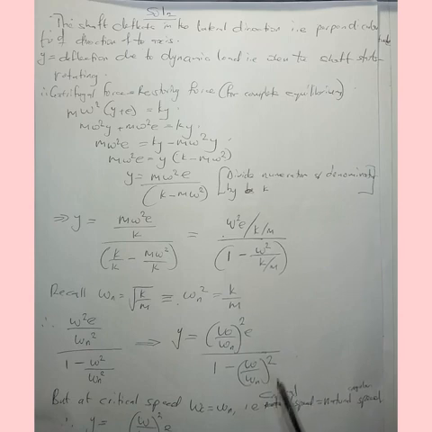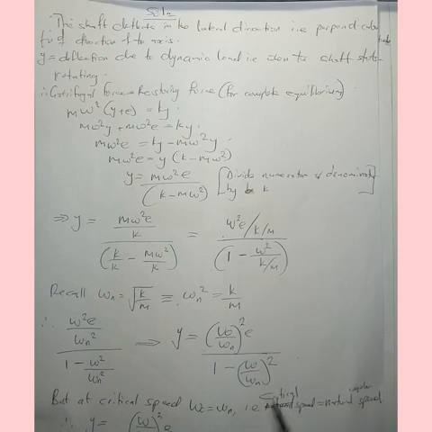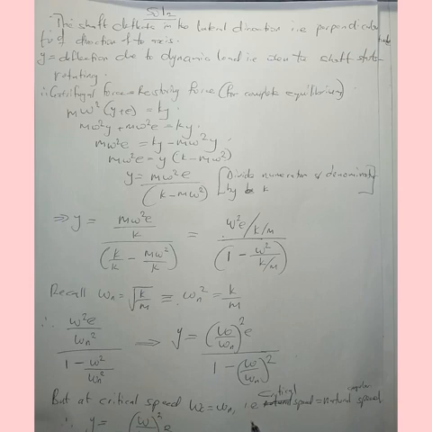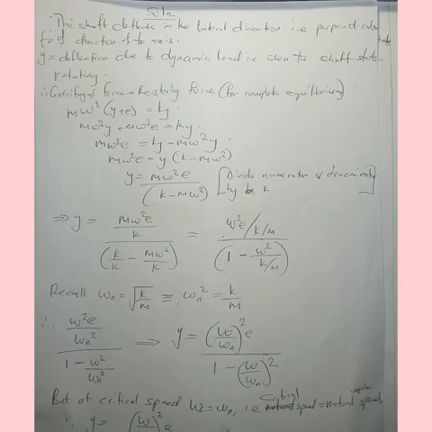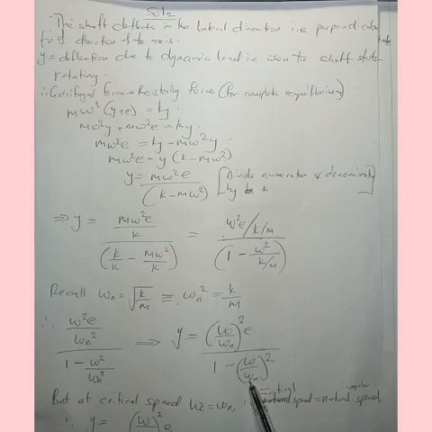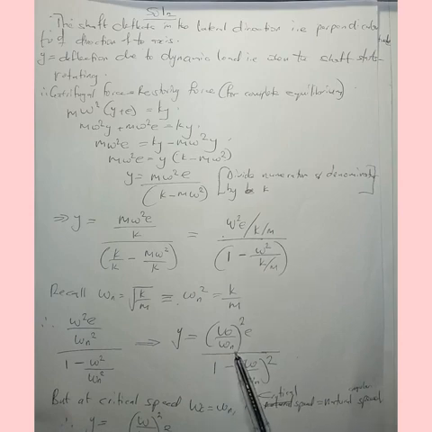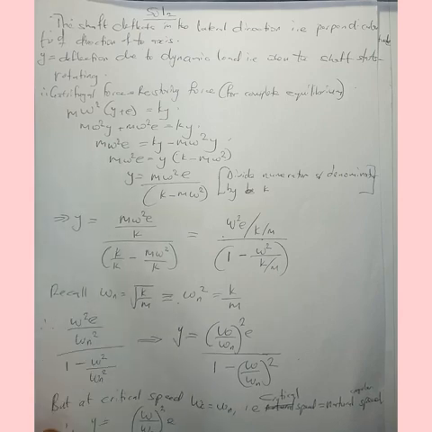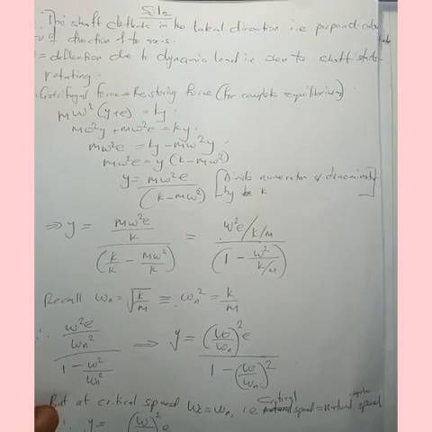Now we are trying to consider critical speed. For us to have critical speed, it means the critical speed of the shaft will be equal to the natural angular speed. So since omega c is equal to omega n, instead of omega n here, we are going to write omega c. Instead of omega n here as well, we are going to write omega c, and that's why we are eventually able to have our deflection y equal to this. So this is what we've been asked to prove.